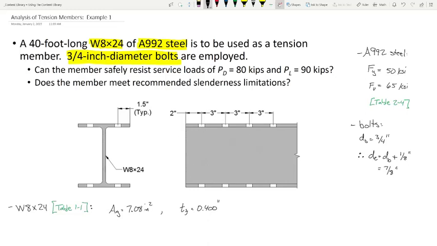If I say we're going to be addressing slenderness limitations, what does that tell you that we need for this W8x24? All the r values. The r values. We need the radii of gyration. Now for W sections, there's just an rx and an ry. For angles, there might be an rz. But for symmetric cross sections like this, there's just an rx and an ry. What is rx for this W shape? 3.42. Okay, what about ry? 1.61.